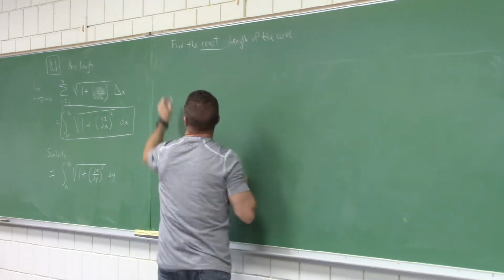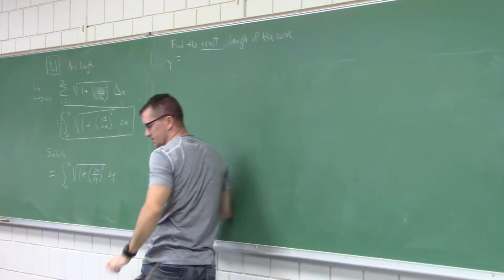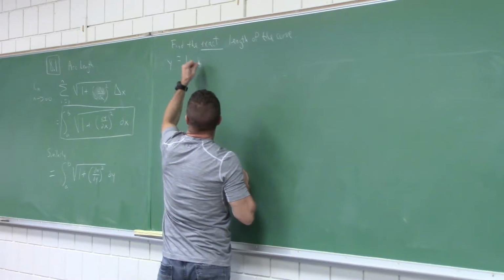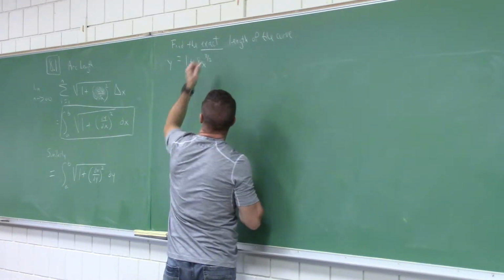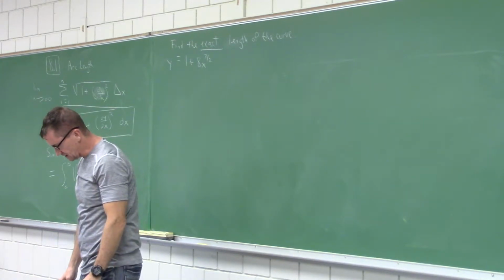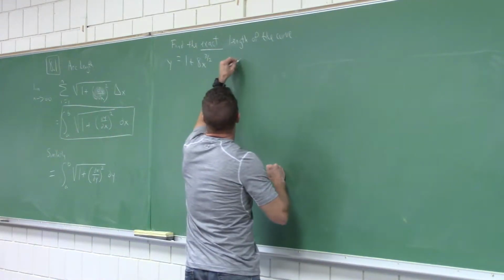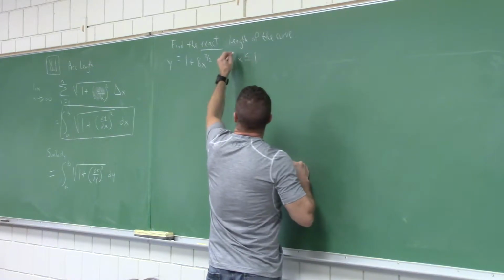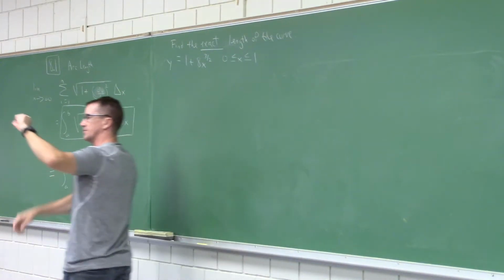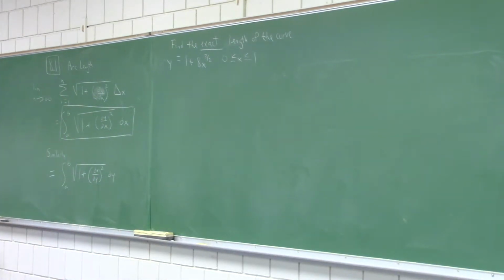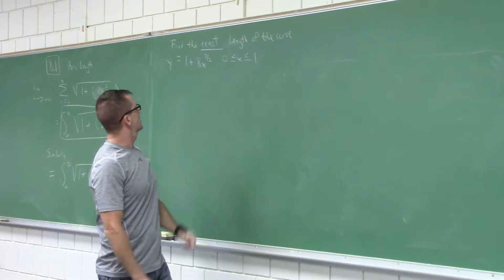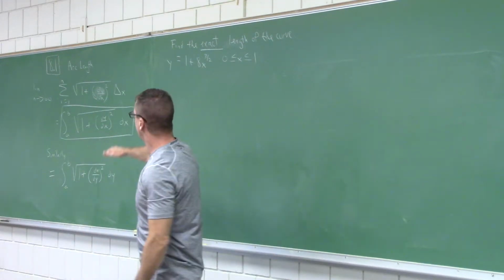The curve is y equals 1 plus 8x to the 3/2. How far do we have to go? Let's go from x equals 0 to x equals 1. And you don't have to graph that curve right now, but let's find the length of that curve from x equals 0 to x equals 1, the curve y equal to 1 plus 8x to the 3/2.